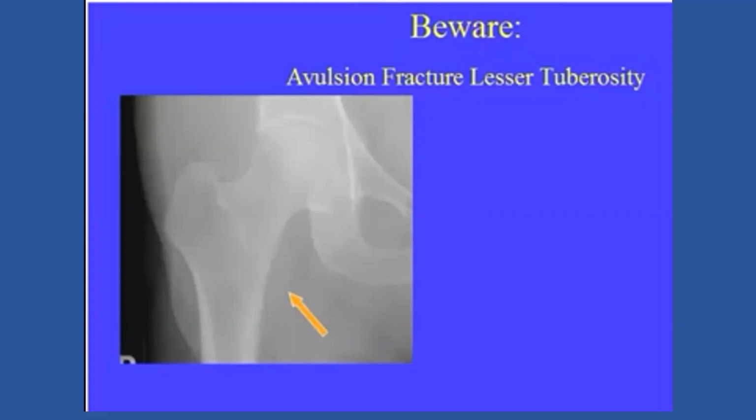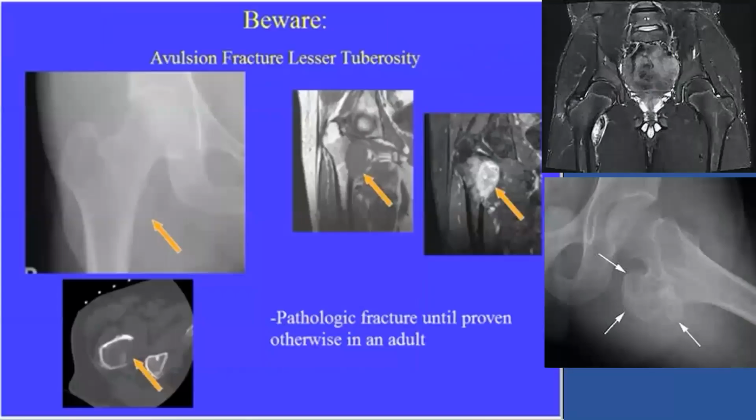It's true that the lesser trochanter can be avulsed, but you have to think of metastasis if you have an older patient in the 50s. Metastasis from a primary lesion can occur over there. Okay, so keep this in mind. Don't forget this.